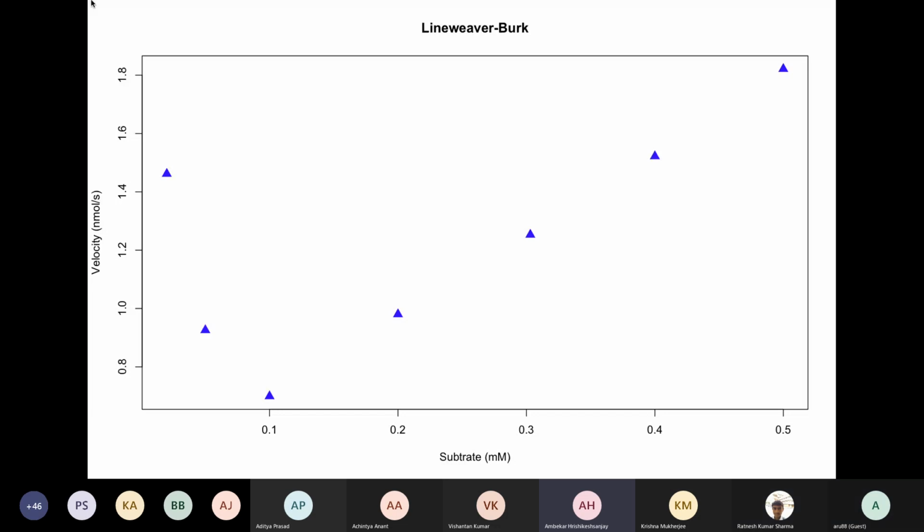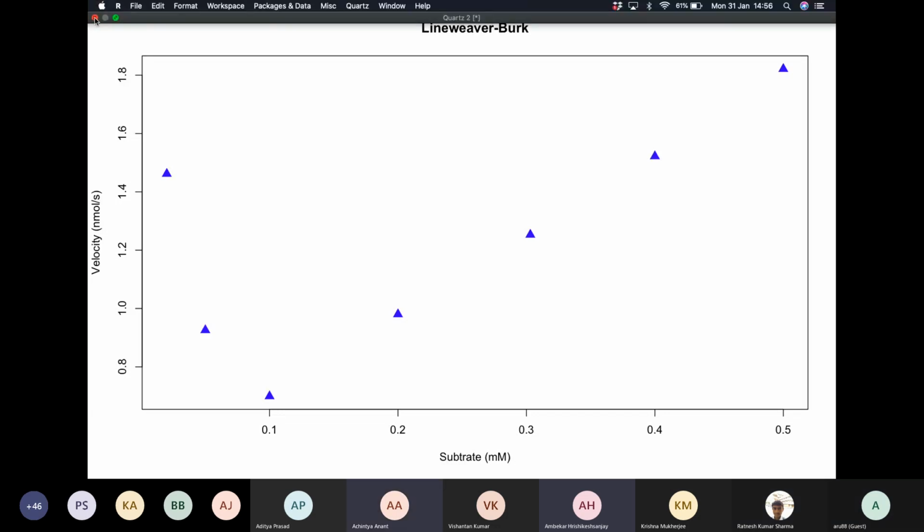Yes, sir. Sir, in enzyme assay, we only make the plots between pH and time and between substrate concentration and time. So how will we plot velocity versus substrate in the enzyme assay software?